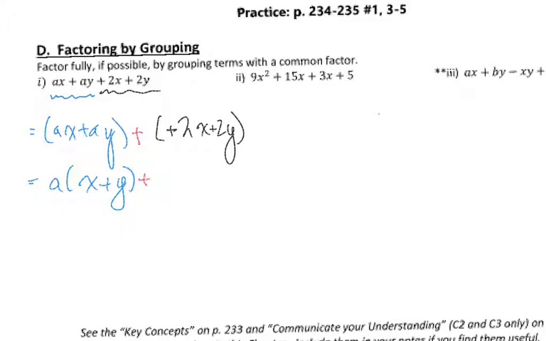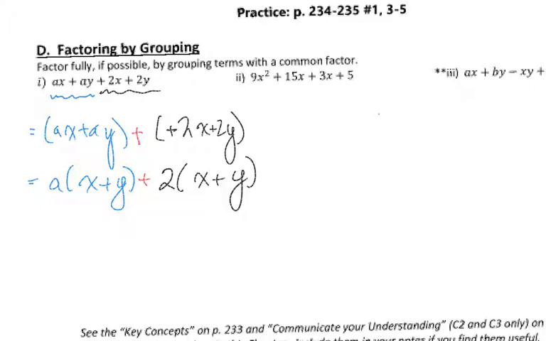And now we have to think about our second bracket. What's common to both the 2x and the 2y? Well, it's literally the number 2. So I'll pull that out. So we're left with x plus y in the second bracket.